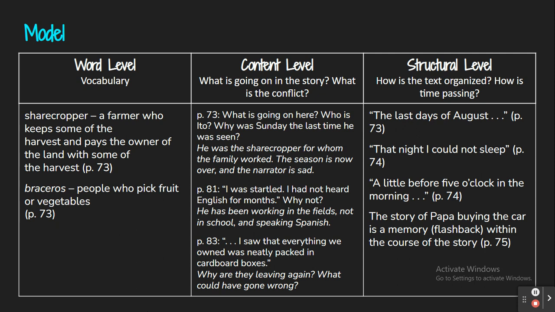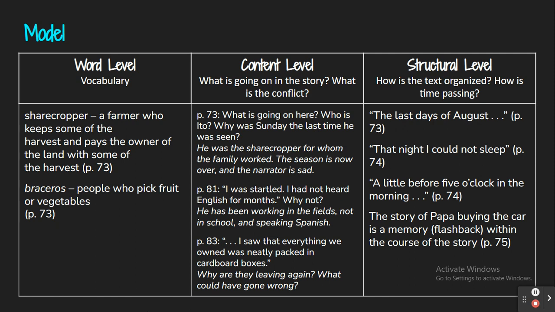Then next, when I saw the last line, "Everything we owned is neatly packed in cardboard boxes," not only did I have an emotional reaction to this because I understood that that means that they're leaving, but I also started asking the question, why are they leaving again? What could have gone wrong? This is a speculative question. I'm speculating, meaning I'm not going to get the answer to this question in the text, but it's just something that I'm thinking about. And it's a natural curiosity that you would have as the reader to ask, well, why are they leaving again? What's going on? Why can't they stay?